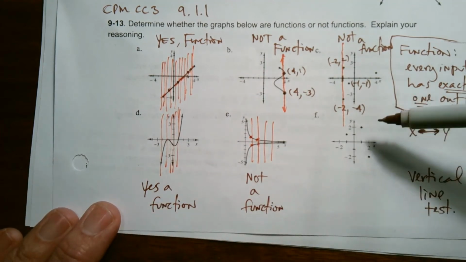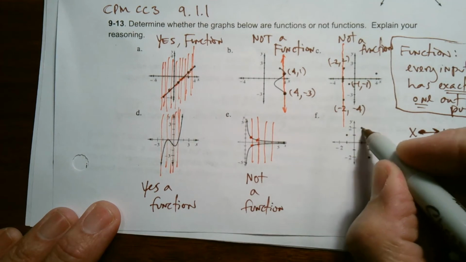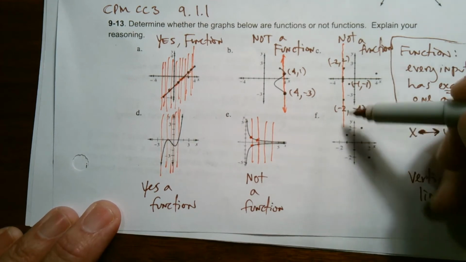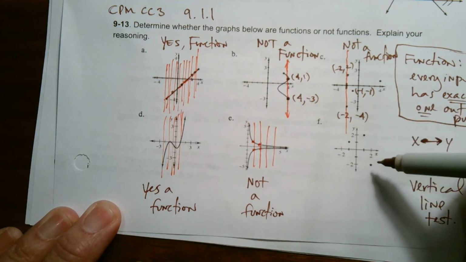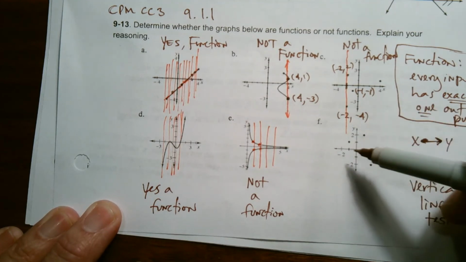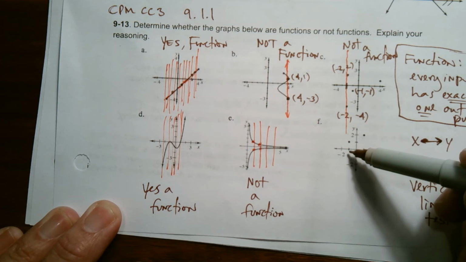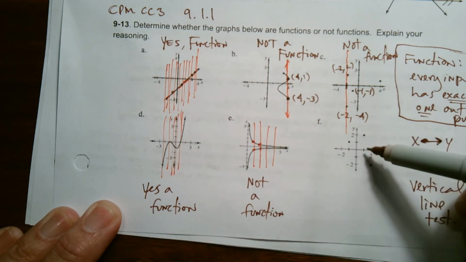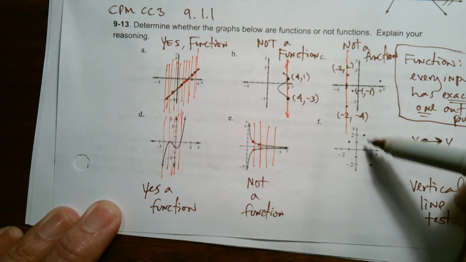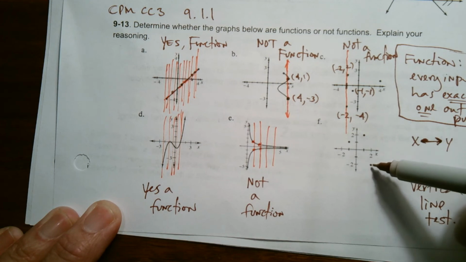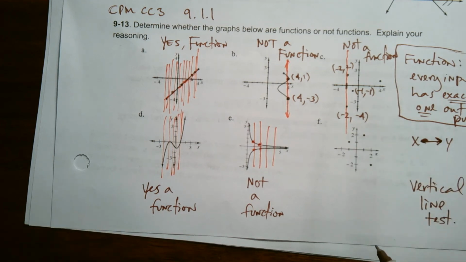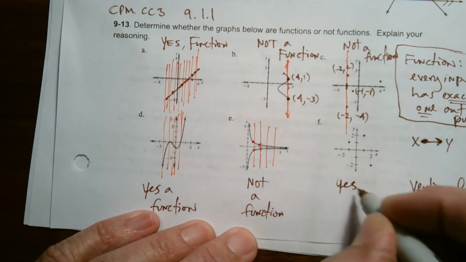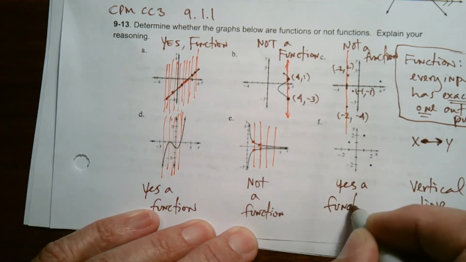Last one. Looks like it's that point, that point, and that point, just 3 points. And again, none of them hit the same vertical line on a vertical line test. They each have unique X and Y's, right? That X has a Y of 1. That X has a Y of 2. That X has a Y of -2. There's no same X that has more than one Y value. So this is, yes, a function.